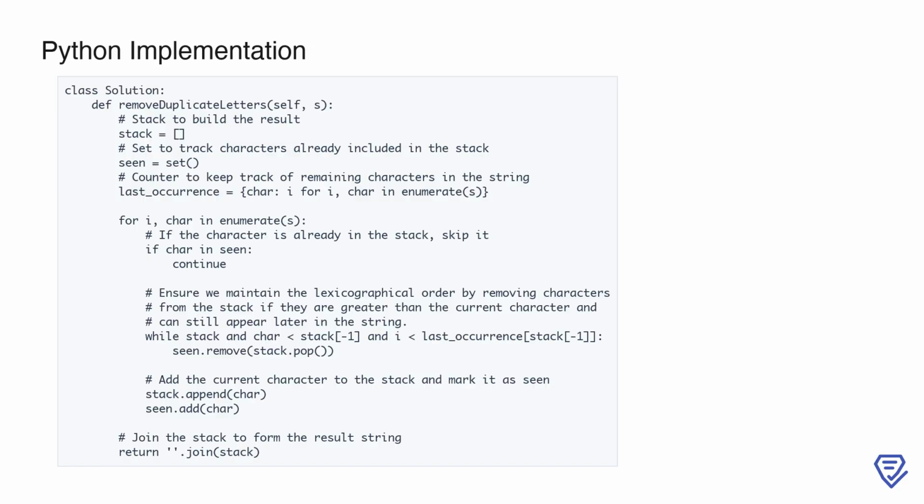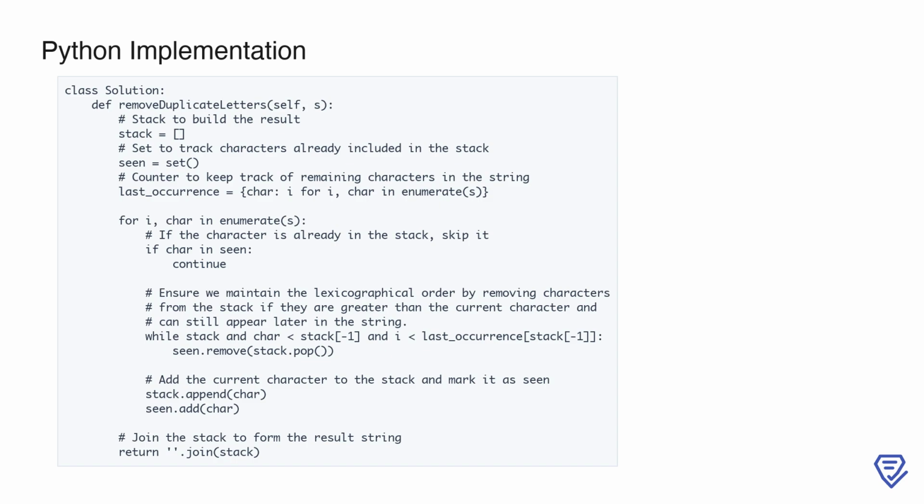Next, we ensure the stack maintains lexicographical order. While the stack is not empty and the current character is smaller than the character at the top of the stack, and the top character can still appear again later in the string, as determined by last_occurrence, we remove the top character from the stack. This ensures that the resulting string is lexicographically smallest. We also update the seen set to reflect that the removed character is no longer in the stack. After processing the conditions, we add the current character to the stack and mark it as seen. Finally, we join the characters in the stack to form the result string and return it.